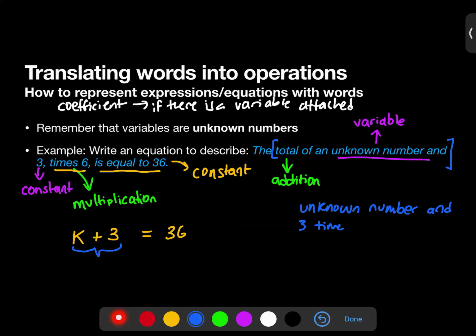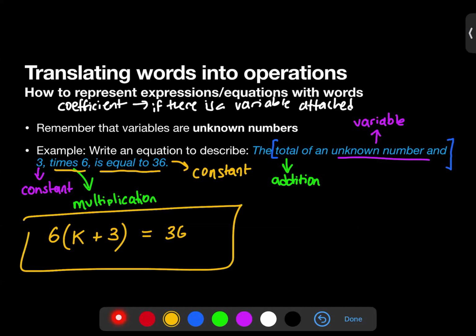So since we have that comma there, as I just explained, we'll have to multiply everything by 6. So we'll do exactly that. We'll multiply everything by 6, and this is our final equation.